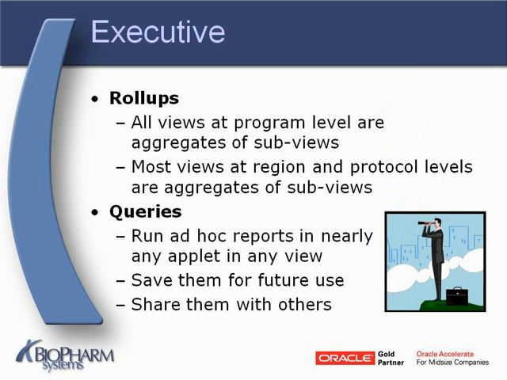So I mentioned this before, roll-ups. All the views at the program level are aggregates of the subviews. So for example, when you look at programs within the system, underneath that you'll be able to see a full listing of all of your studies, all of your sites, your subjects, all of the payments that are related to that program. So you can really see a lot of detail at that program level that's rolling up, and you can see that behind the scenes. So you don't have to go into other areas of the application to be able to see that detail.